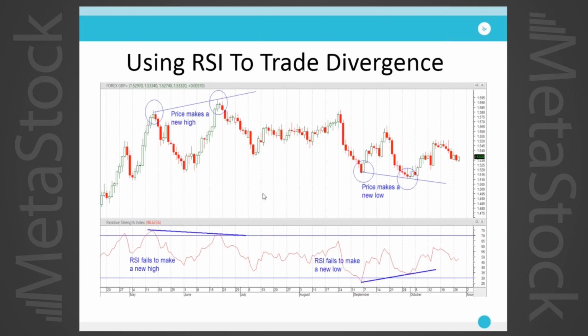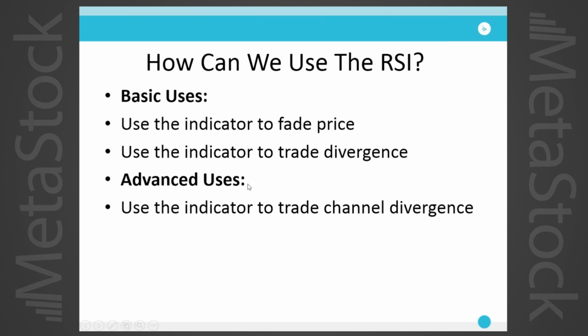Okay, so that's trading RSI divergence. Now, going back to other methods of how we can use RSI, one of the more advanced methods that we can use the RSI indicator in is actually trading channel divergence. Whilst divergence is really effective in trading static support and resistance levels, as we just saw, so in terms of trading horizontal support and resistance levels, the indicator is also really useful for trading dynamic support and resistance structures, such as channels and trend lines.